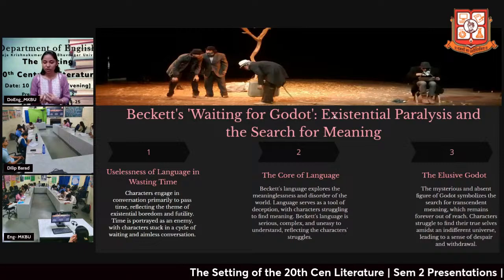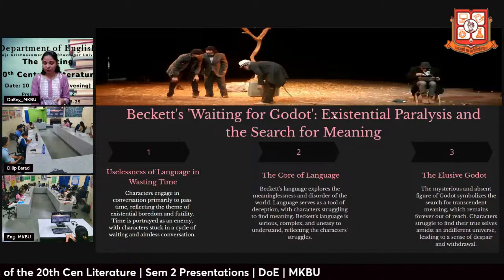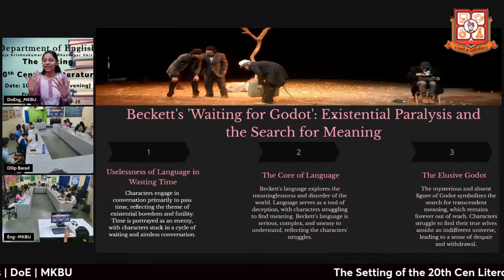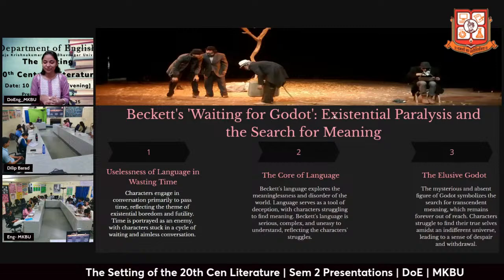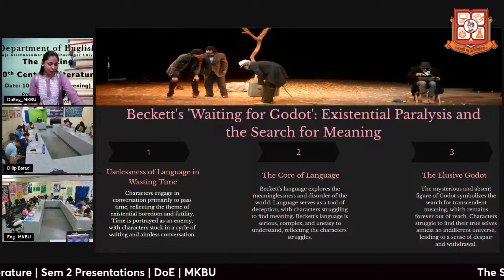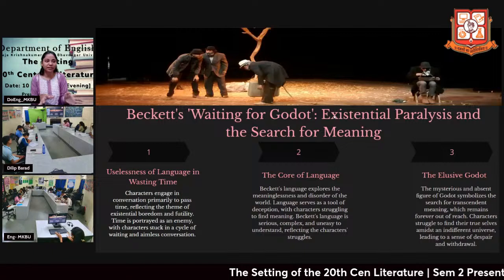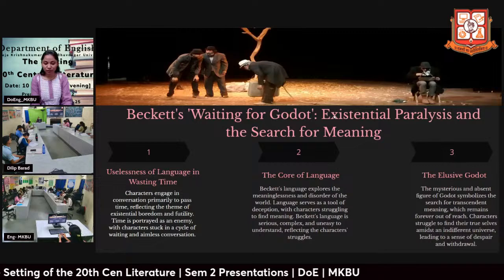So when Lucky is allowed to speak, when he is told that if you want to speak, speak, at that time he's speaking without connection, his words are not connecting. Though he was just given permission to go and speak, at that time he was just mixing his emotions, but there was no connection between them. Language serves as a tool of depiction, with characters struggling to find meaning.